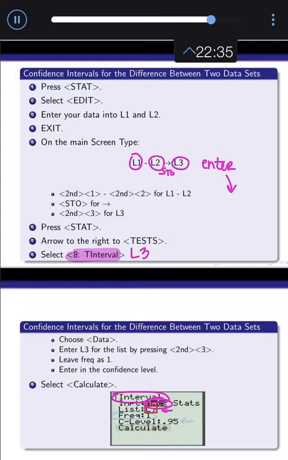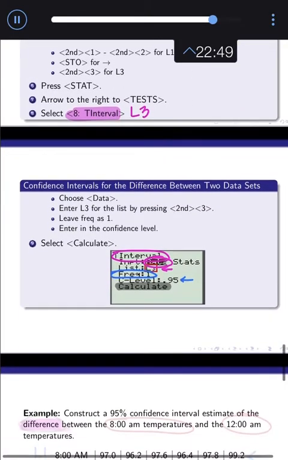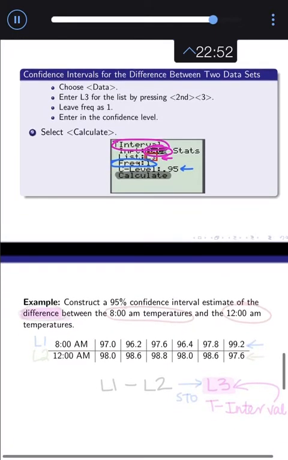The frequency you should never be altering, should stay as 1. Confidence level is going to either have to be given in your problem or you're going to have to determine that, but it'll be something that's somehow given in the problem. You'll press calculate, and then it will go ahead and just directly give you the confidence interval.